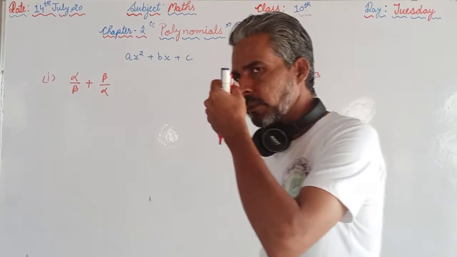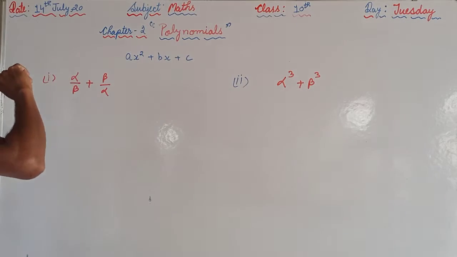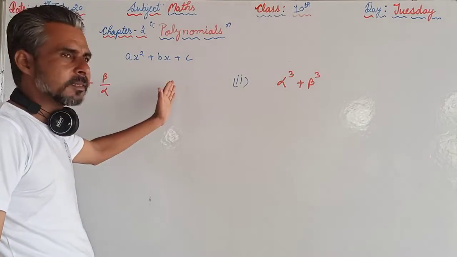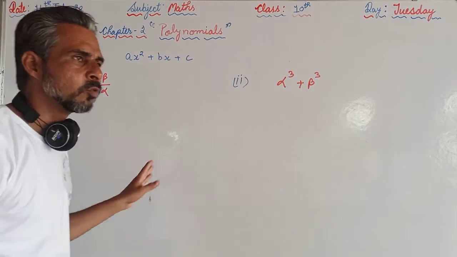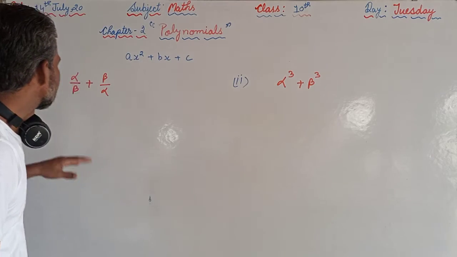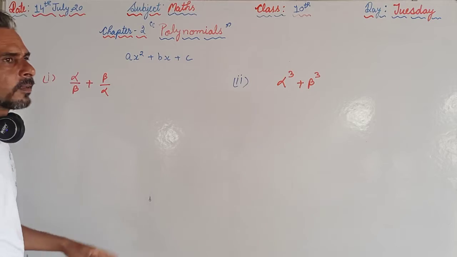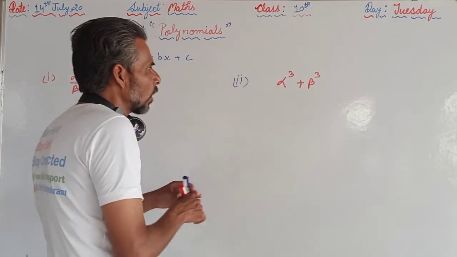Yesterday I gave you the homework that if a general 2-degree polynomial is ax square plus bx plus c and alpha and beta are the roots of this polynomial, then we are supposed to find alpha upon beta plus beta upon alpha, and the second part was alpha cube plus beta cube. So how to find that?